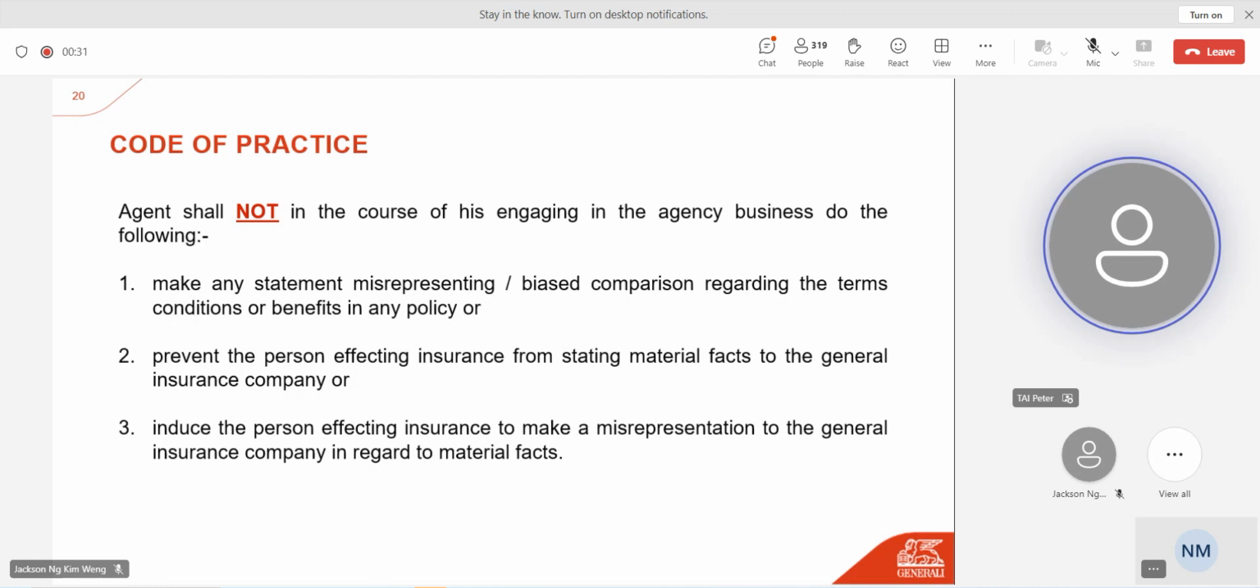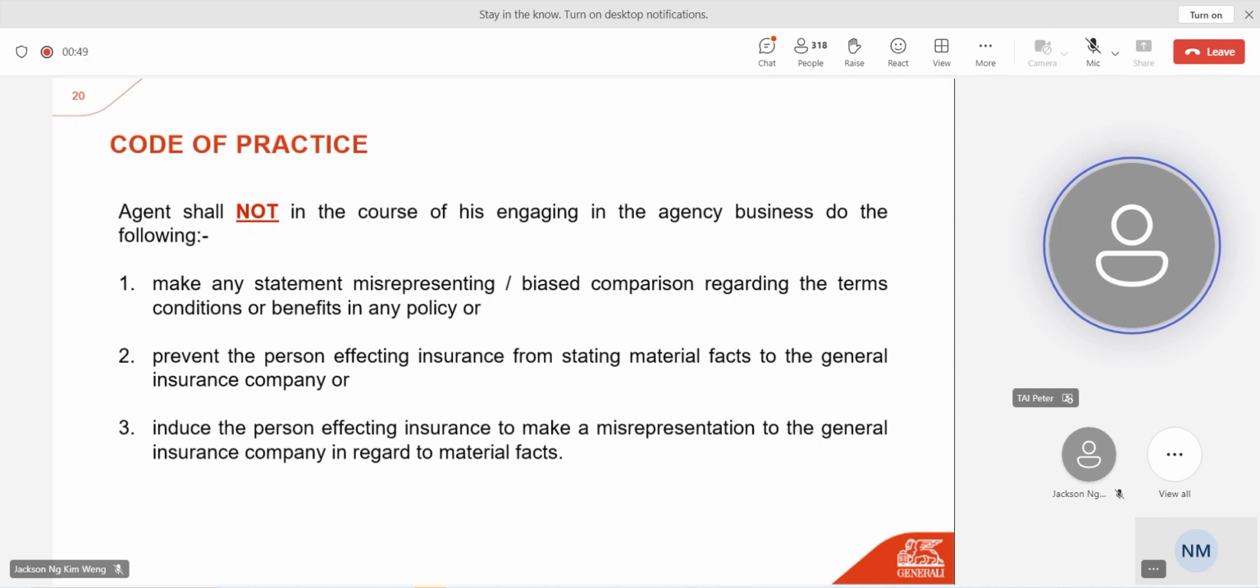Do what? You cannot misrepresent. You cannot have a bias comparison. Okay, you cannot do that. All right. So number two, you cannot prevent the insured from stating the material facts.